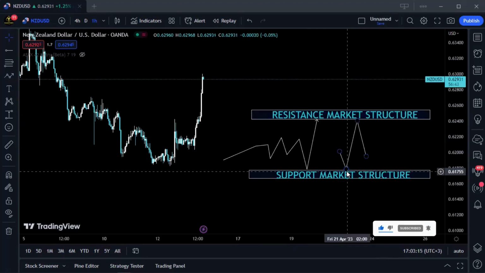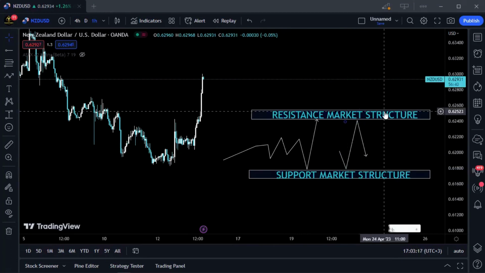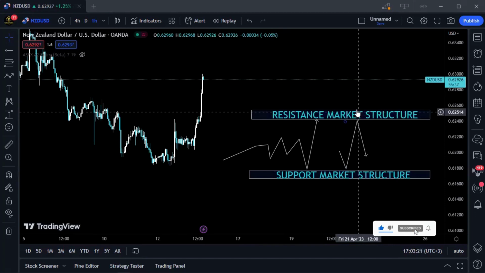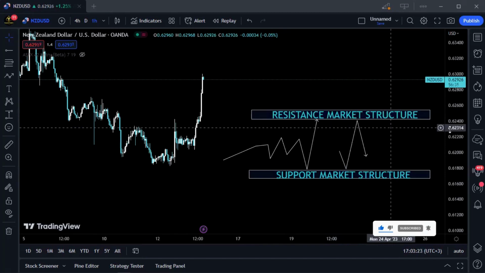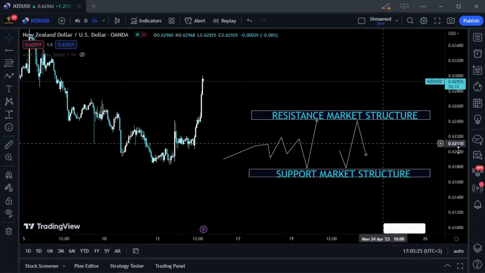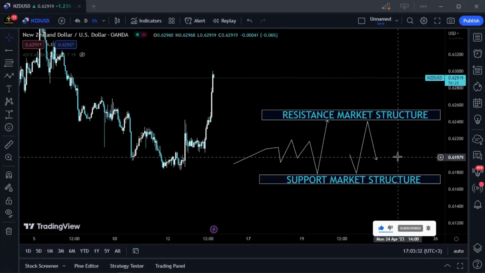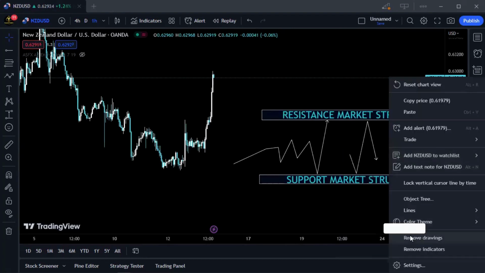Support market structures support prices to go higher. Resistance market structures actually resist prices from going any further and they just push them lower. So those are the two main differences in characteristics of the support and resistance market structures. Now, how do you professionally draw these support and resistance market structures?